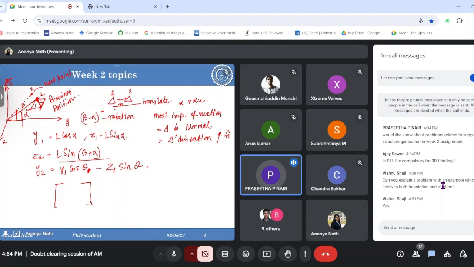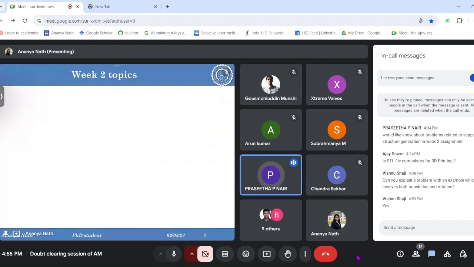This is another doubt, madam, from the professor's class. This is related to support structure. There are two methods of support structure generation from contours: the containment method and the optimal method.